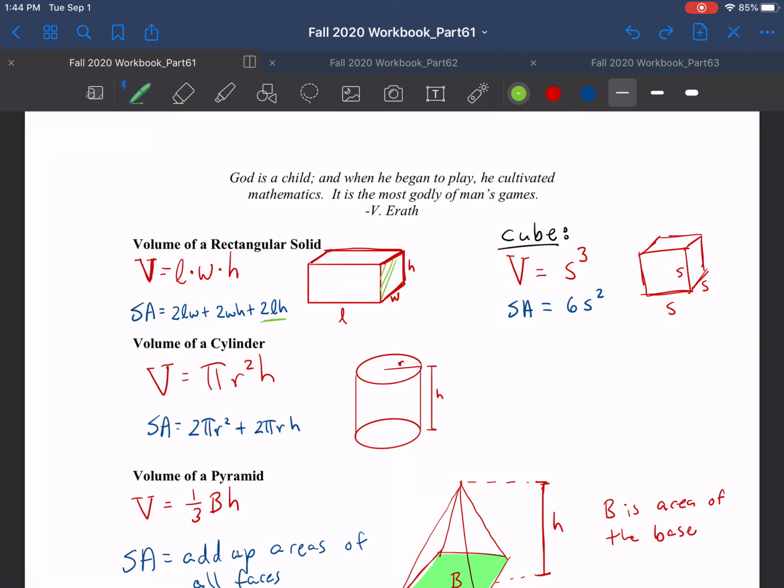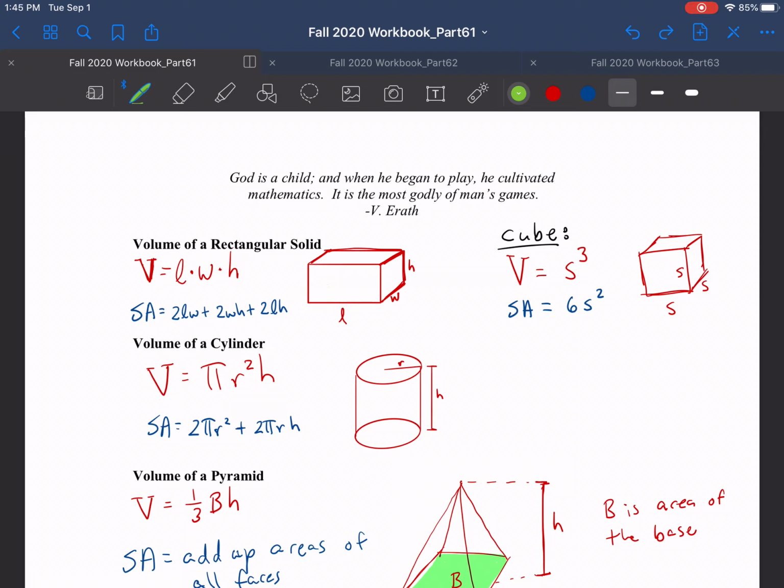And if I undo that, then the last one I have is length times width, and that gives me this bottom face down here and this top face up here. They are the same, and so it's 2 times length times width. And so that's essentially adding up the area of each face and getting the total surface area of the whole thing.